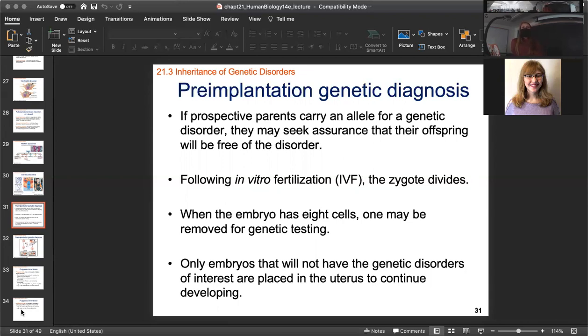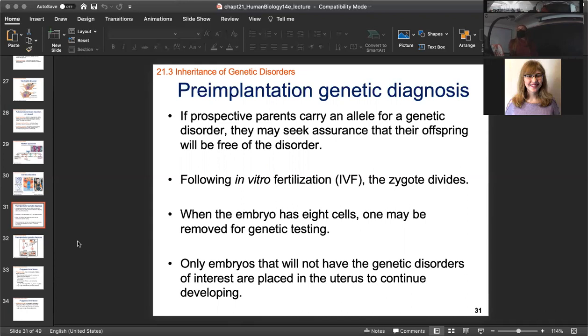They can do that through in vitro fertilization, where the zygote divides. When the embryo has 8 cells, one may be removed for genetic testing. So this is very, very early on in IVF, okay? Also, I'm just stating some facts here. You can have your own opinions about all of this, completely fine. This is when only the embryos that will not have the genetic disorders of interest are placed in the uterus to continue developing. So essentially what this is saying is pre-implantation.